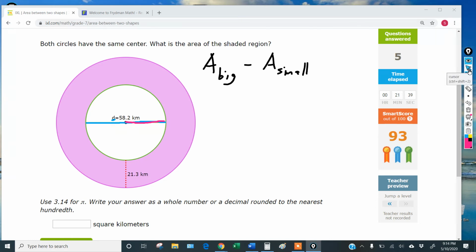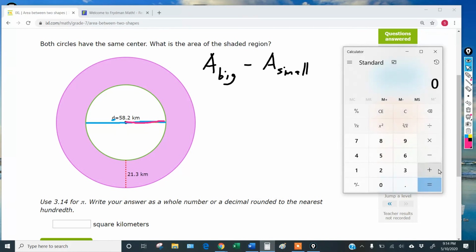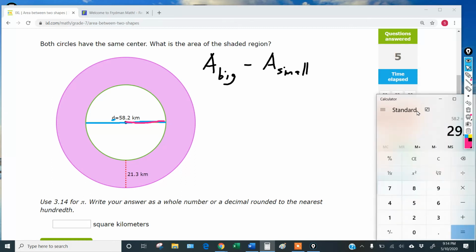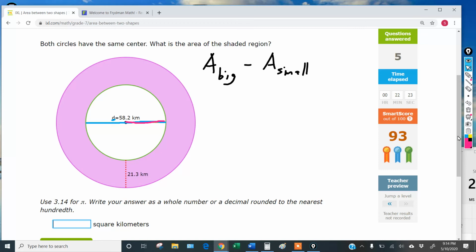We want the distance from here to here, which is pretty simple. All we have to do is take 58.2 and divide it by 2, right? If we take the diameter and divide by 2, then we get the radius. 58.2 divided by 2 is 29.1. So that would be the radius of this circle. That's the smaller circle, so I can go ahead and plug it into this formula right away.